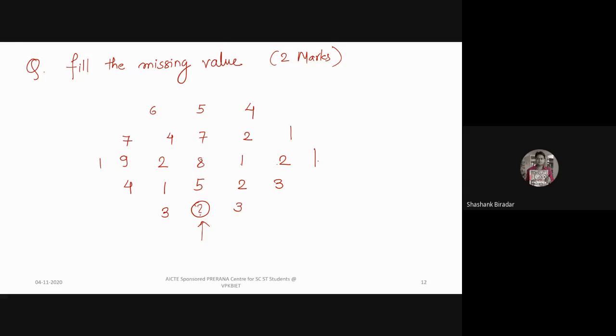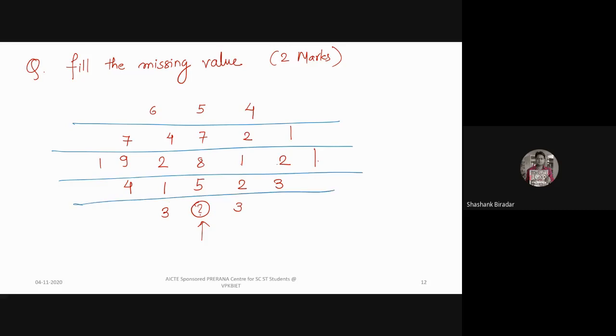Have you found out the answer? It is very simple. Look here. What is the relation here? If you see these expressions horizontally, instead of vertically, what is the relation of 6, 5, 4? They are in descending order.